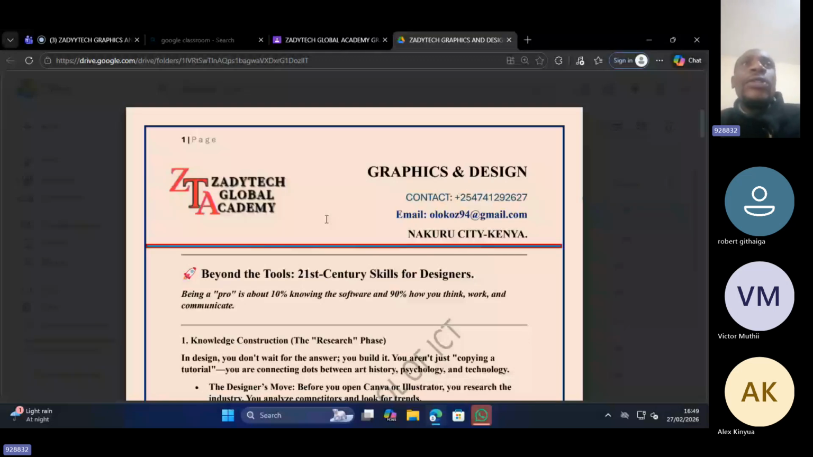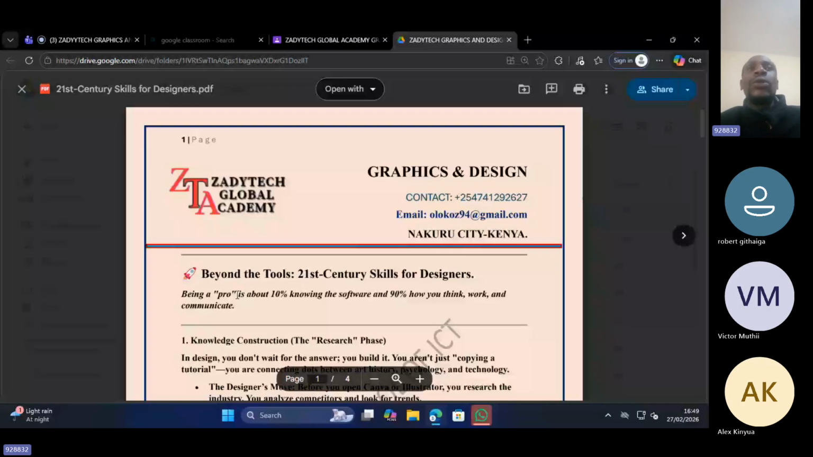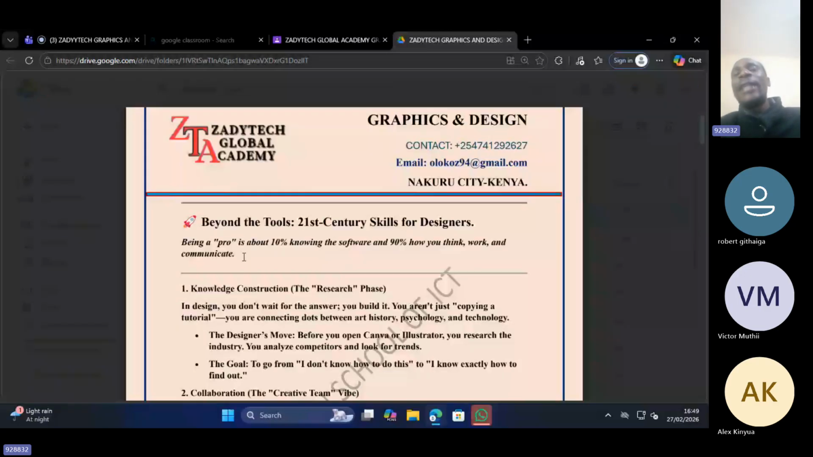One, you can see that this goes beyond the tools. Remember that you are going beyond the tools that you use in designing, to the skills that are required to be incorporated in our graphic designs, in our workflow, in our real life situation, to ensure that we flourish at a very high rate. Being a pro is about 10% knowing the software and 90% how you think, work, and communicate. Knowing the software for designing, we are equating to just 10%.